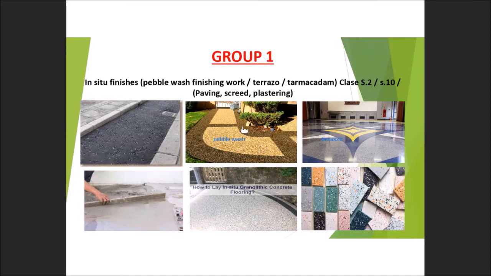So these two are actually having the same category. But granulate is having smaller stone that is mixed together with the concrete. So this is pebble wash, this is granulate. On the right hand side, this is terrazzo. Maybe I have to use a different color. So this is tarmacadam or tile flooring. This is normally something that you can see outside the building, apron area or external floor finishes. Okay, so this is the first group.